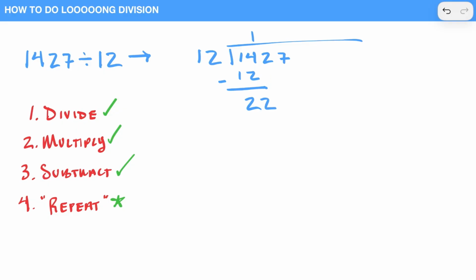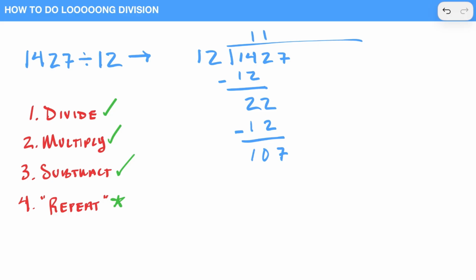Now we've got 22. How many times does 12 go into 22? Again, only once. If it was twice, 12 times 2 is 24. 24 is bigger than 22, so that's not going to fly. 1 times 12 is 12. Subtract off. 22 minus 12, that's 10. And now we're going to bring down this 7, like so.